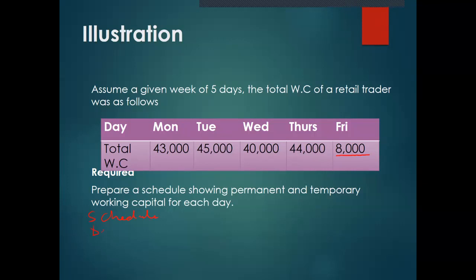So here I can say this is day 1 to represent Monday all the way to Friday: day 3, 4, to day 5. So day 1, permanent working capital. Let me just call it permanent. It is the minimum, and the minimum remains the same. It is the minimum over that time period. What was the minimum? It was 8,000. So it is effective for every day, 8,000. Therefore, on Monday 8,000, Tuesday 8,000, 8,000.